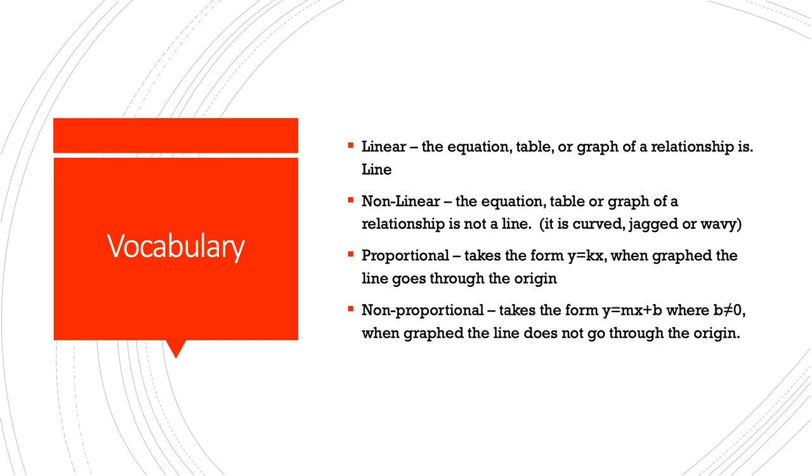When you saw a line graphed on a coordinate plane, if it went through the origin, it was proportional. If it didn't go through the origin, it was not proportional. Okay, and same with a table. If you divided your y value by your x value, you would not get the same quotient every time in a non-proportional relationship.